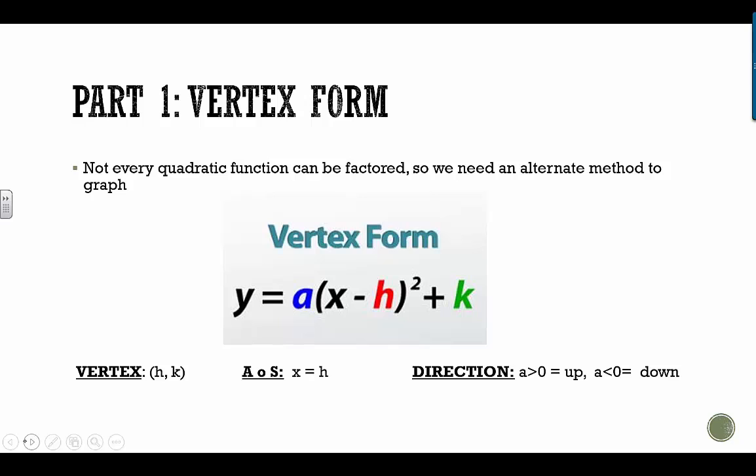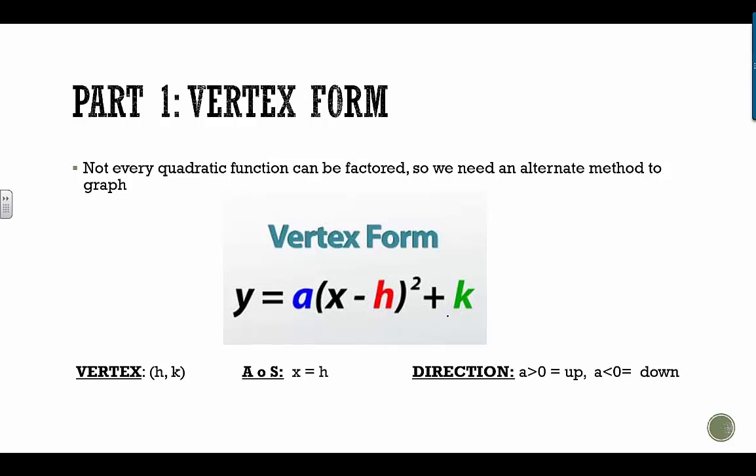So not every quadratic function can be factored. The ones I've given you so far all can be. But if it can't be factored, we need a different way to graph it. So the way that we're going to do that is by having something in vertex form. And it looks like this: y equals a times, some parentheses, x minus h all squared plus k.